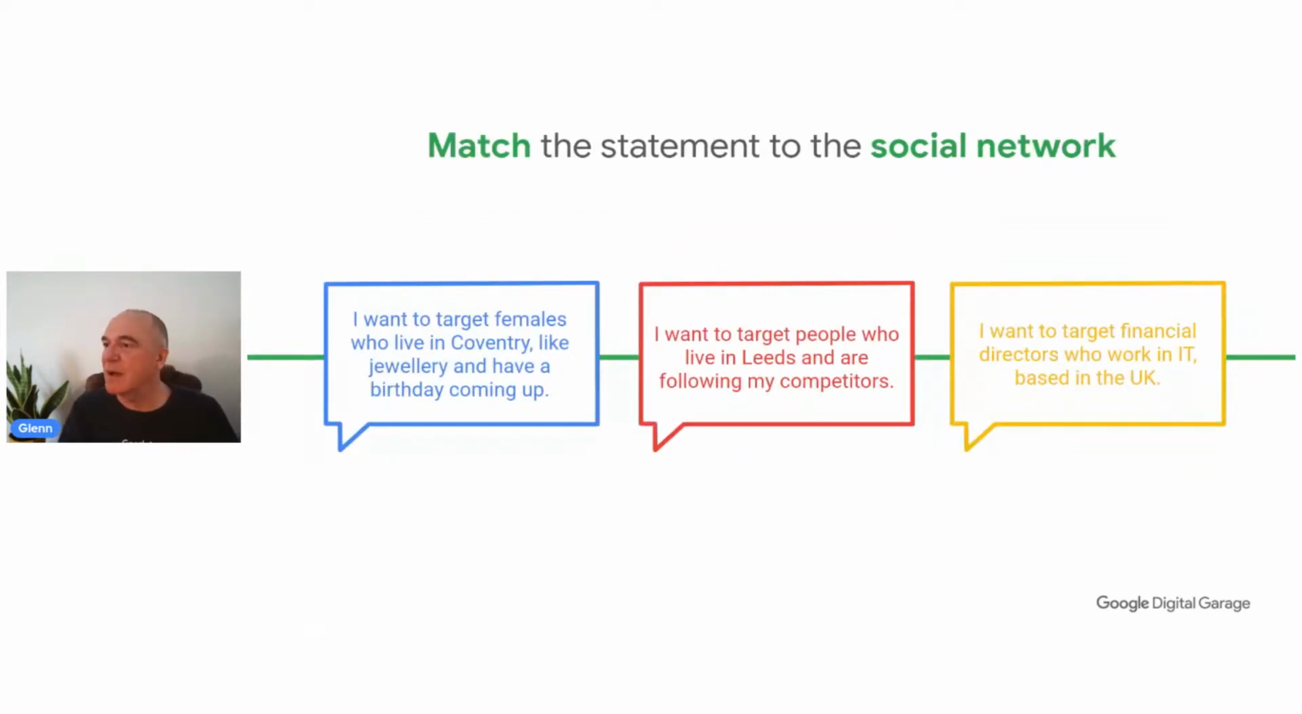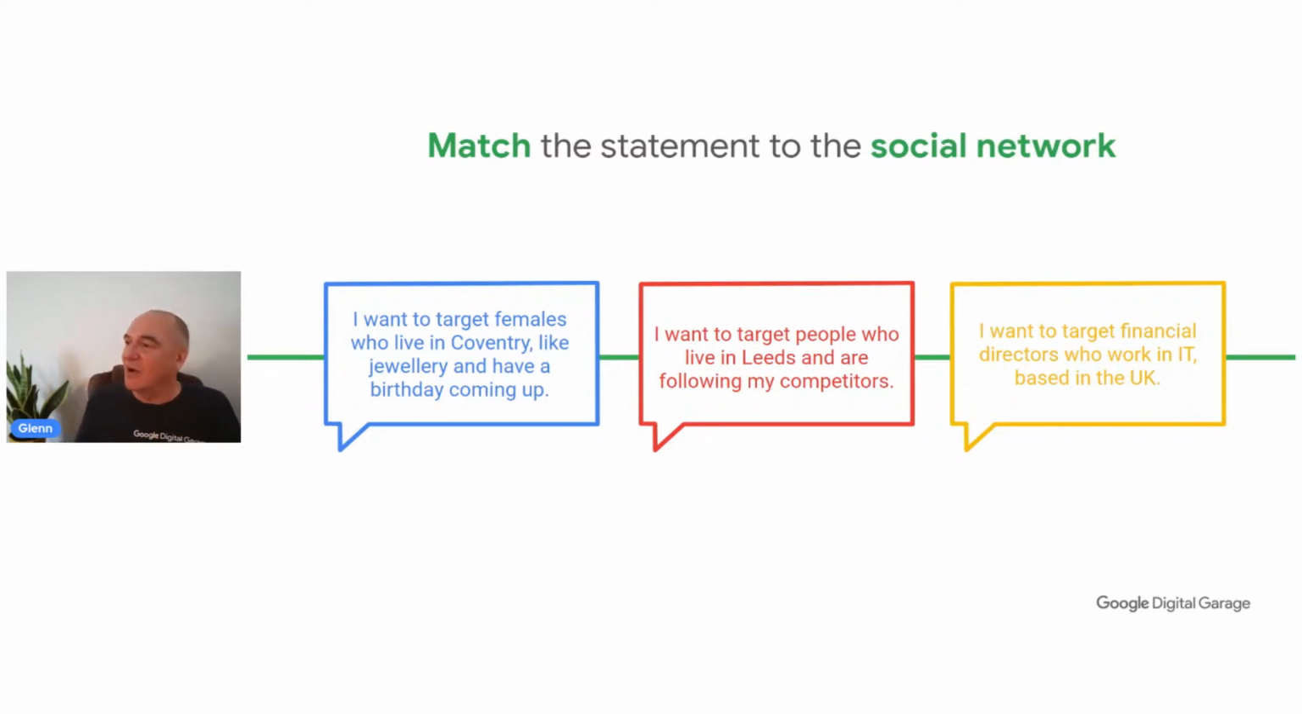So I want females who live in Coventry. They like jewelry and have a birthday coming up. So again, thinking about those targeting options we were just talking about in the blue, what platform is that likely to be out of? And let's go back into this. So it's going to be out of Facebook, Twitter, or LinkedIn. So in the blue example, what do you think that's going to be? That is actually going to be Facebook, because again, that's the type of information, that's the type of tone Facebook has.